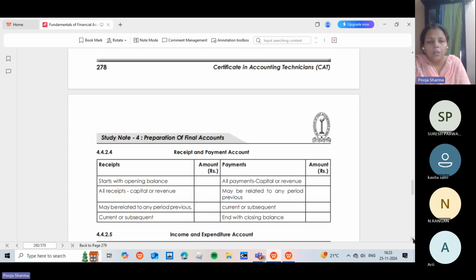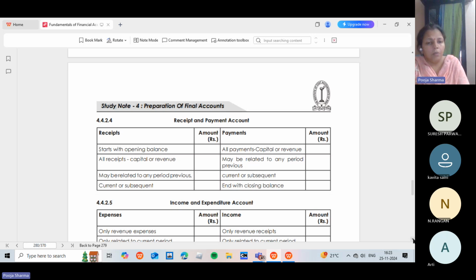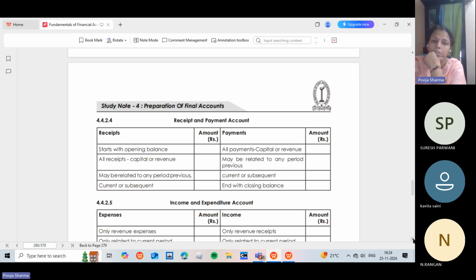Now, we have given the structure of receipt and payment and income and expenditure. We will read about it. Start with the opening balance. I have told you opening balance means whether we have cash in hand or cash at bank, because it relates to the cash transaction. For all the receipts and payments, we have no restriction. All the items should be included. But still, we have to be careful in preparing both the accounts. All receipts, whether capital or revenue nature, doesn't matter. Whether of recurring or non-recurring nature, related to the previous, subsequent or current period, doesn't matter.